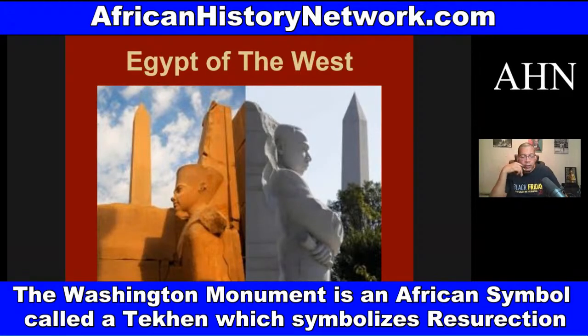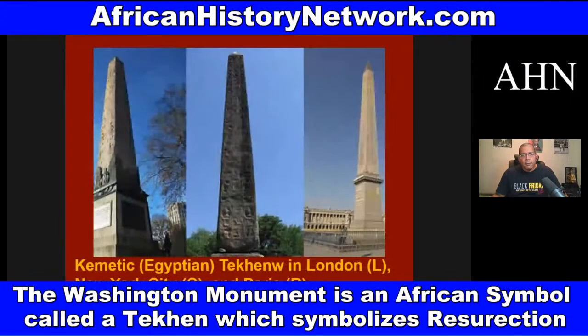And here we see the Tekken, which the Greeks called an obelisk. And we know there are approximately 1,200 Tekkenu, plural, in ancient Kemet. And this is a symbol of resurrection coming from the mythology of Asar, Aset, and Heru, who the Greeks called Osiris, Isis, and Horus. And the Washington Monument is a Tekken also. We know George Washington was a Freemason. The Washington Monument is a Tekken, it's 555 feet tall.